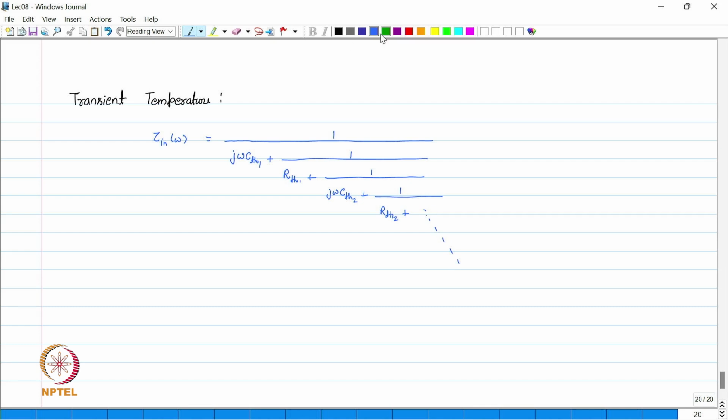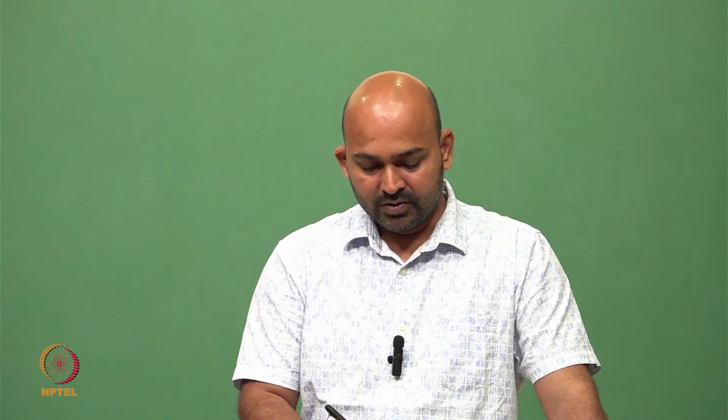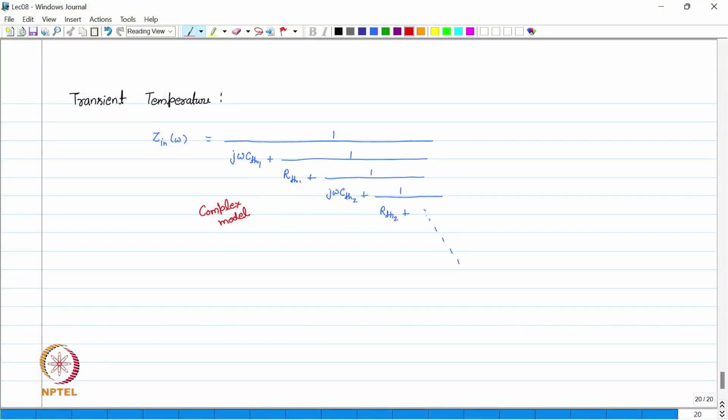Now looking at this expression, we can say that this model is fairly complex and difficult to solve. In practical cases, we have multiple thermal resistances and thermal capacitances, so the number of terms in this expression will be very high. We do not want to solve this kind of model for our practical network.